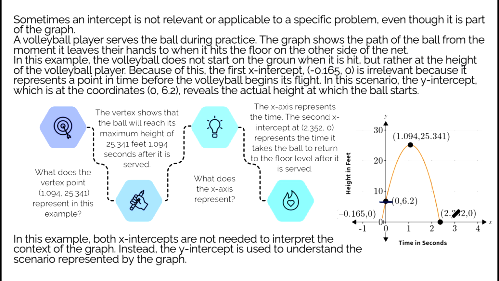What does the x-axis represent? The x-axis represents the time. The second x-intercept right here at 2.3520 represents the time it takes the ball to return to the floor level after it is served. This x-intercept is irrelevant. In this example, both x-intercepts are not needed to interpret the context of the graph. Instead, the y-intercept is used to understand the scenario represented by the graph.